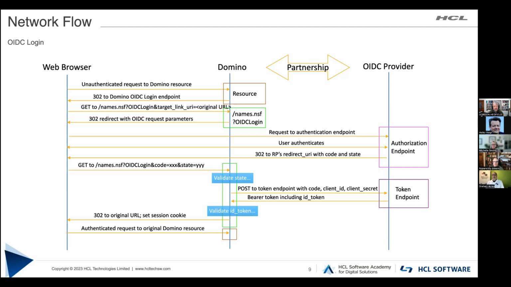So in the last diagram, the partnership between the OIDC provider and the OAuth client was between the client application and the OIDC provider. So it was the native app or the mobile app or the web page that had to configure a partnership with the OIDC provider. It had a client ID and a client secret. In this pattern, that partnership is between the provider and Domino. So Domino is technically acting as an OAuth client in this scenario.